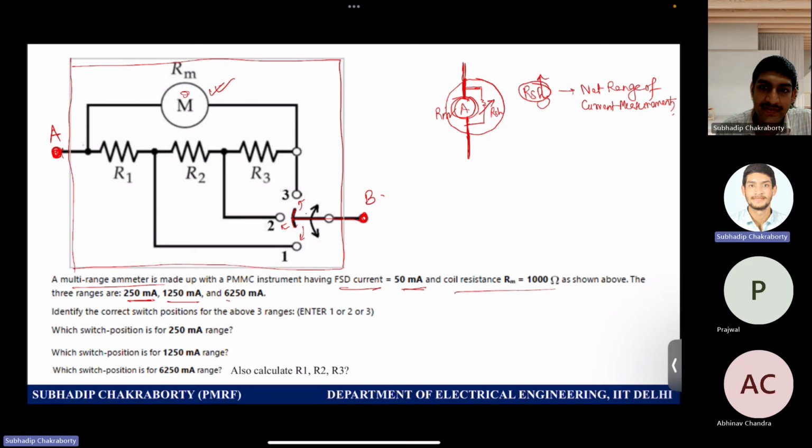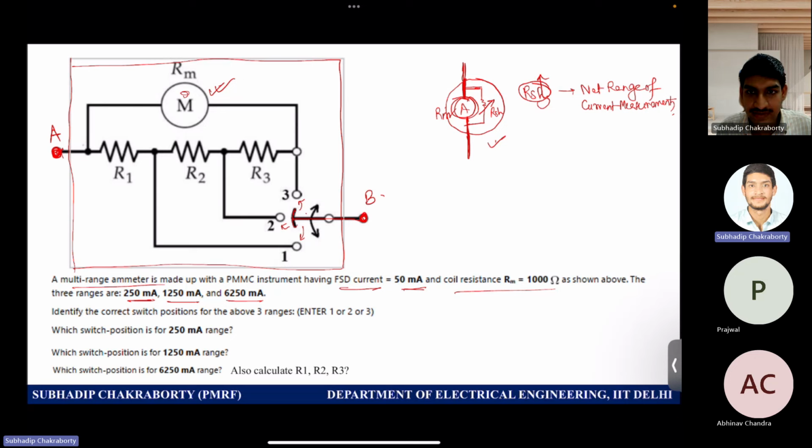Now you have to identify and analytically tell, by observing the positions and the effective combinations, which position will allow the corresponding amount of current. Means what is the position which will allow 250 milliampere, what is the position of the switch which will allow 1250 milliampere of measurement, and what will be the position which will allow 6250 milliampere. That is a larger range. Try to analyze from this analogy which I just told you.